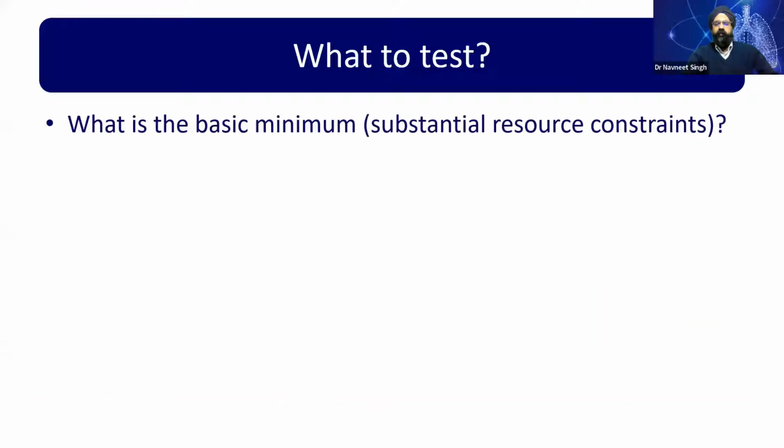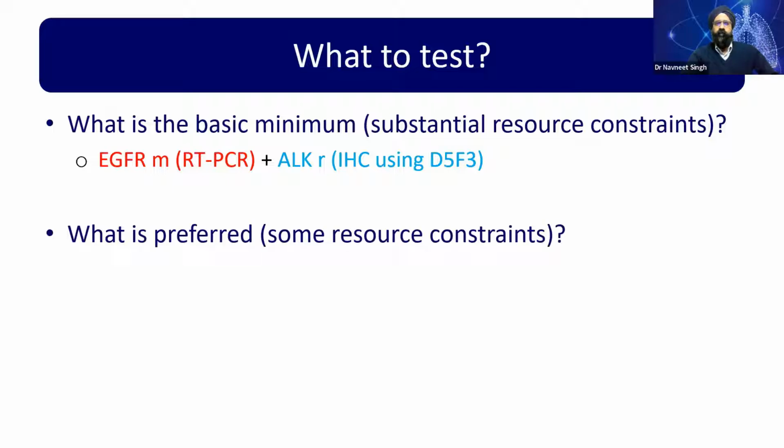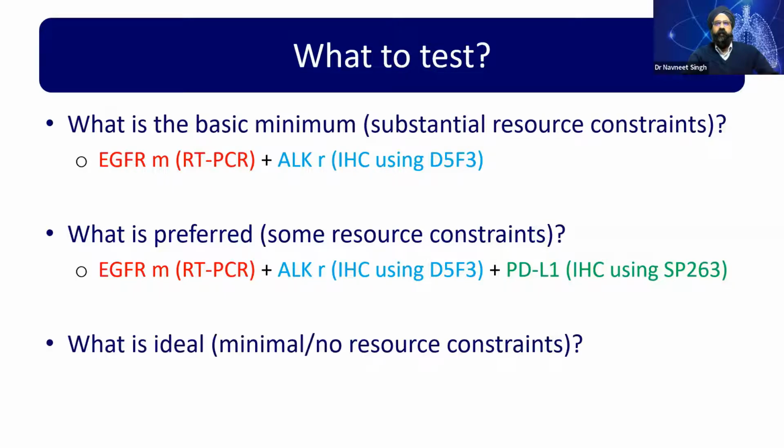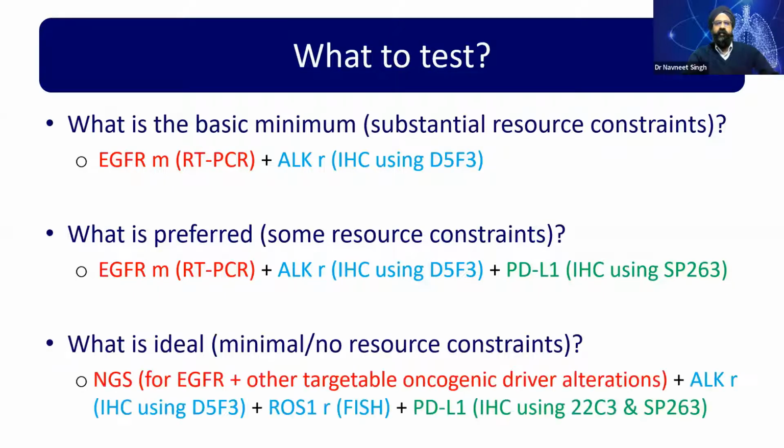If you talk about our context, what is the basic minimum which one has to do despite substantial resource constraints? I would like to emphasize that it has to be EGFR mutations by real-time PCR and ALK rearrangements by IHC using D5F3. That is no matter where you are in this country or in the world. What is preferred if you have some resource constraints? I would add PDL1 expression by IHC using SP263. What is ideal with minimal or no resource constraints?